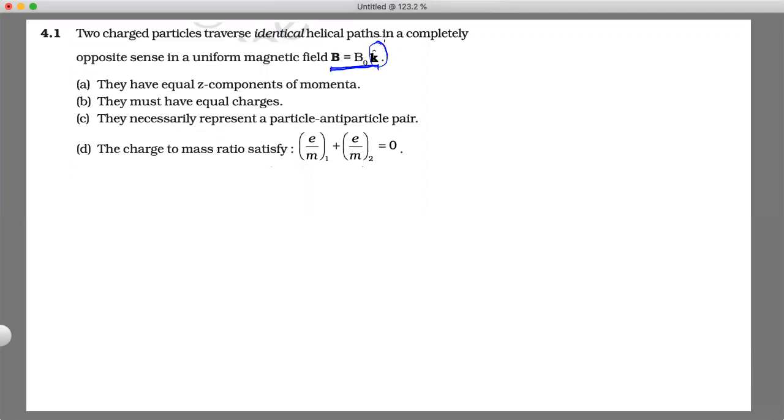So the helical paths are completely opposite. What does completely opposite mean? If one is rotating clockwise, the other one is rotating anti-clockwise. If one is going in the plus Z direction, the other one is going in the negative Z direction. So they are completely opposite in the translation, also in the sense of rotation. Which of the following are true in this? When will it be true?